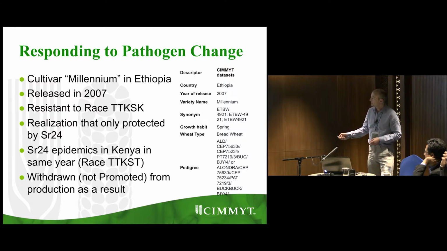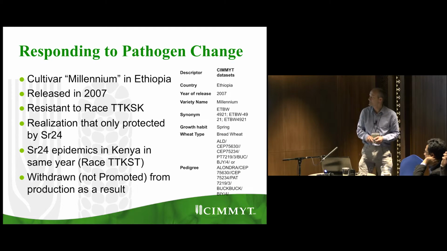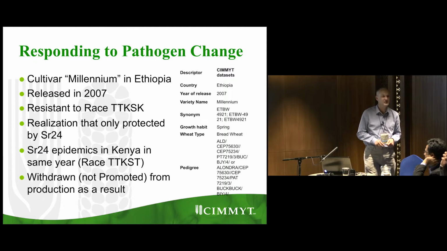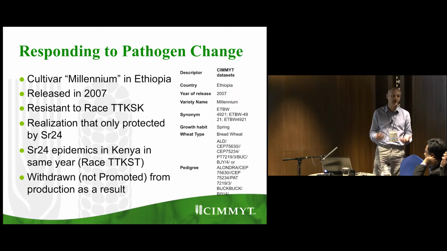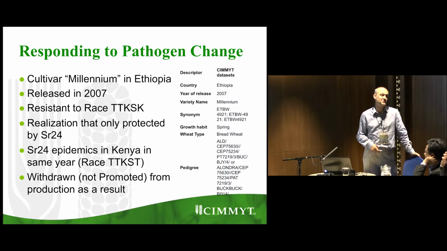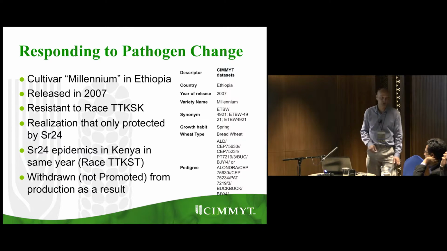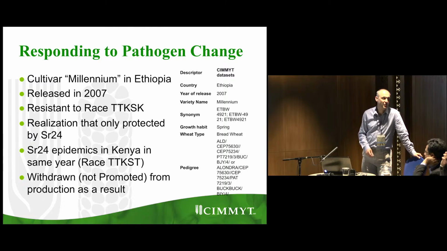So there was a cultivar that was called Millennium. It was released in Ethiopia in 2007. It was resistant to the original UG99, so TTKSK. But we realized that the protection in this variety was only SR24. It gave it protection against the original UG99, but against those variants, it's got no protection.